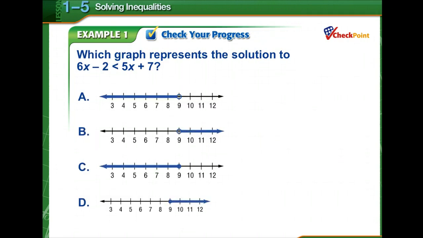So check your progress. Which graph represents the solution to this inequality? So pause the video, choose your answer after you've worked the problem, and then restart the video. So what answer did you choose? Good job. So x such that x is less than 9.